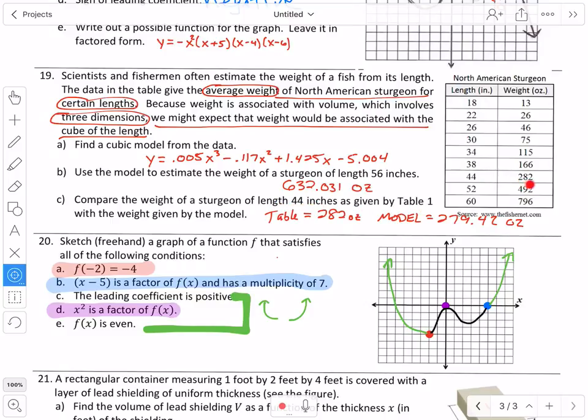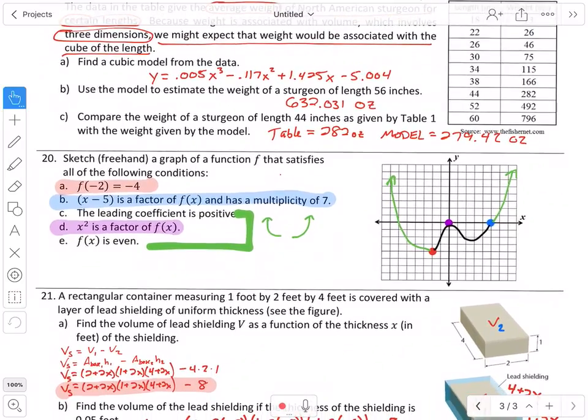C, compare the weight of a sturgeon of length 44 inches as given in the table. So 44 inches should be 282, with the weight given by the model. The model, once again, is the equation up here. If you put 44 into this function, once again using second table, or by putting it into second calculate value, I got that it came out to be exactly 282 ounces, I think. It's odd. No, that's not true. That's from the table. I got the model to be 279.42. So comparing them, well, showing the numbers is a direct comparison. The model was only off by a little bit more than 2.5, which is pretty impressive.